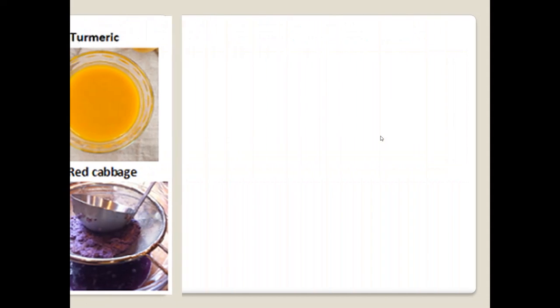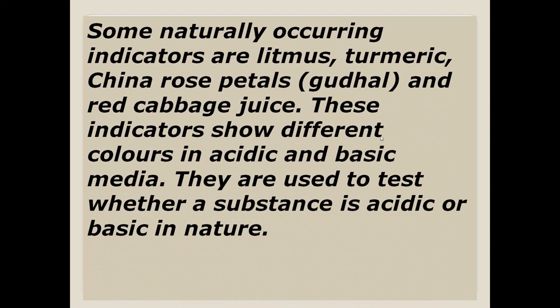So let us look at some more examples which we can perform at home, and we can test whether a substance is acidic or basic. Some naturally occurring indicators are, as you have just seen, litmus and turmeric, the China rose plant, which is easily available in the garden or in the streets, where many China rose plants are found, and even red cabbage juice. These indicators show different colors in acidic and basic media. So they are used to test whether a substance is acidic or basic in nature.